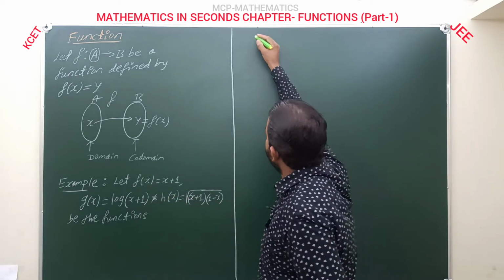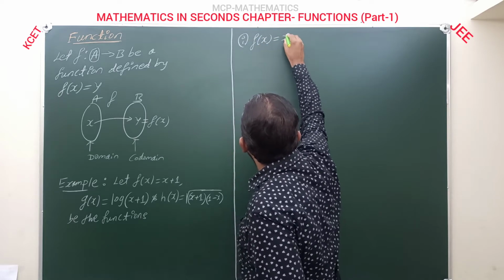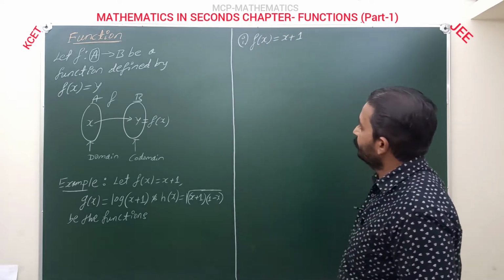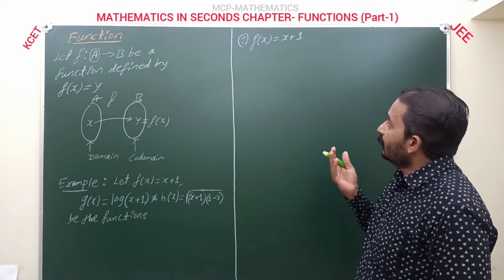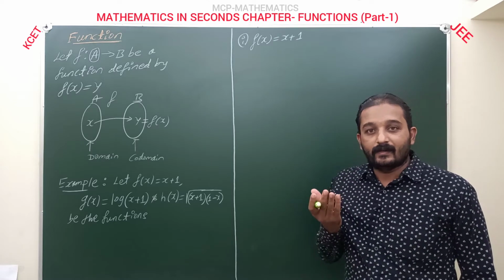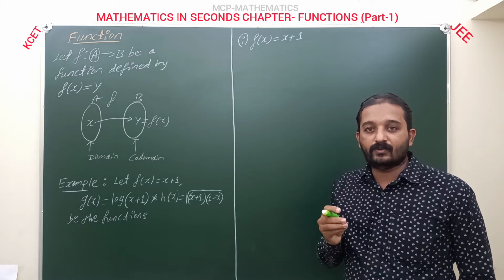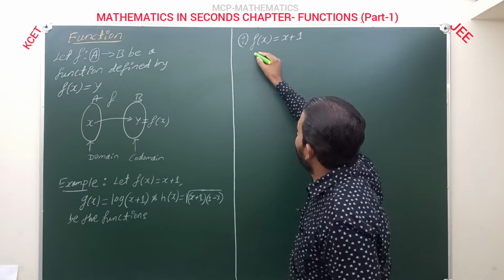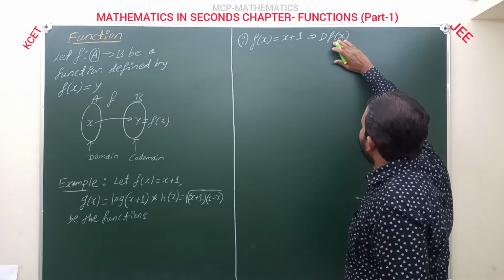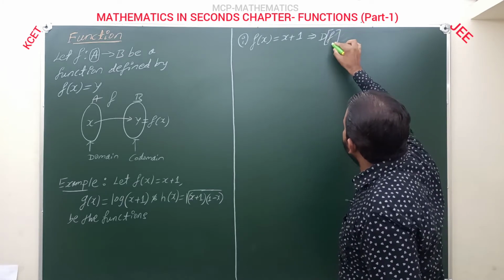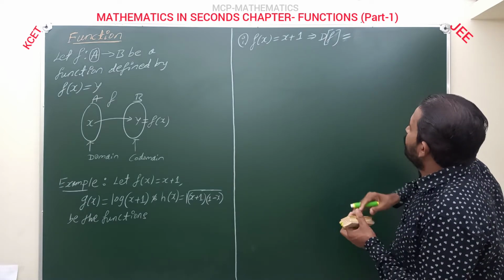In this case, we take f of x first. f of x is equal to x plus 1. It is a polynomial function, and polynomial functions are defined everywhere. So the domain of a polynomial function must be the set of real numbers. The domain of f is equal to the real numbers, nothing but minus infinity to plus infinity.